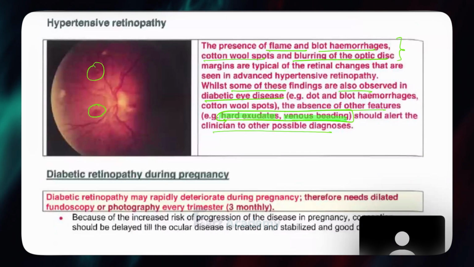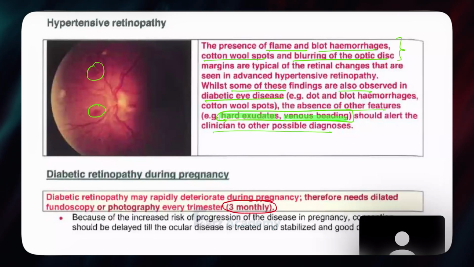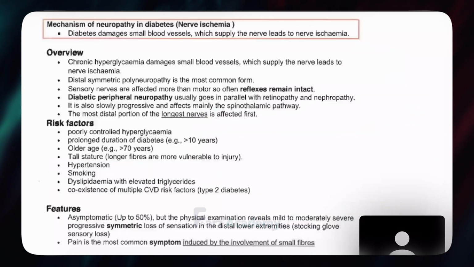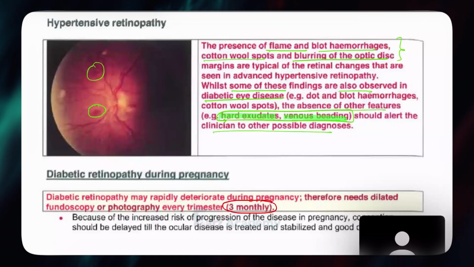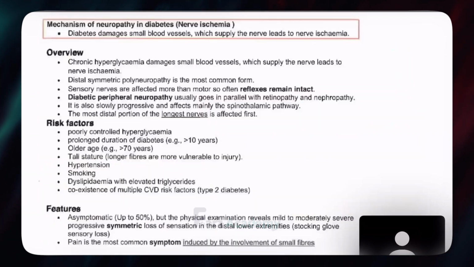Next is diabetic retinopathy in pregnancy. There is a higher chance of deterioration in these patients if they are pregnant, so a 3 monthly checkup is required. So I hope this is clear. This will be asked in the exam. Hard exudation and venous beading are typical for diabetic, not for hypertensive retinopathy. That is how to differentiate between those two in the exam also.